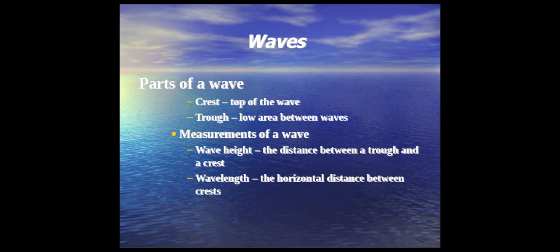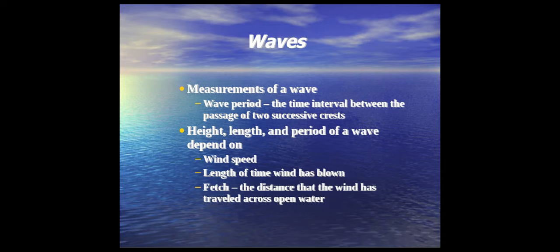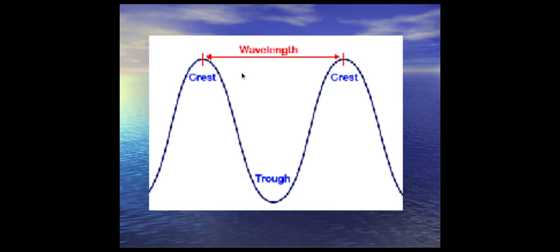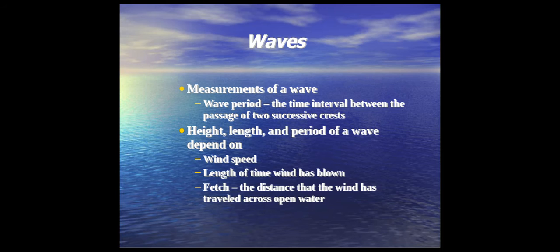All right, and the wavelength, as I showed you, is from crest to crest, or it also works from trough to trough. Wave period, the time interval between the passage of two successive waves. So, if we were looking at the picture on the next page, it would be the time from, if you're standing here or you're looking at here, time it took for this one to get here. Length of time. Okay, so that's pretty much it on the wave terms.